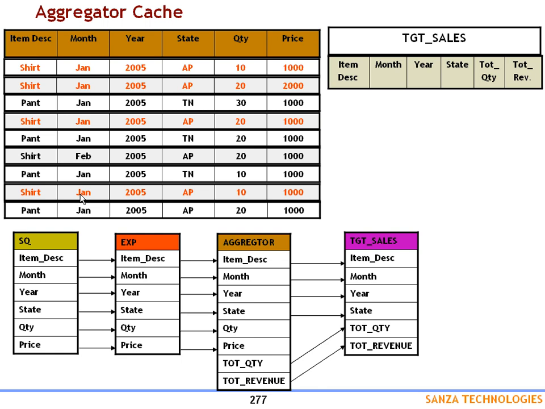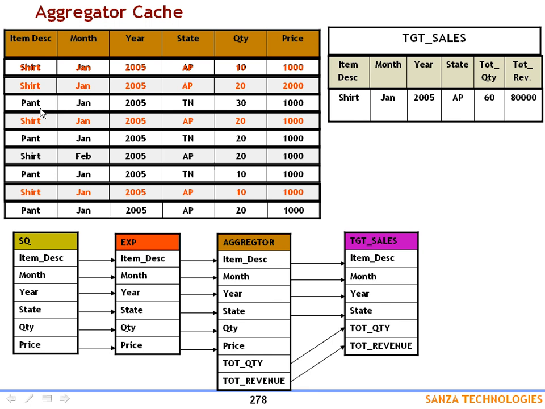So after scanning of this cache is done, then it will calculate the sum of quantity now. 10 plus 20, 30, 30 plus 20, 50, 50 plus 10, 60. And it will do the sum of quantity into price for your total revenue and sends it out to the target table. So you have shirt January 2005 AP, 60 is the sum of quantity and revenue is 80,000, so it will insert it. Then goes to the aggregator transformation. From the top, it will again scan for the next unmarked record. First is marked, skips. Second is marked, skips. Third is unmarked, so it will mark it.